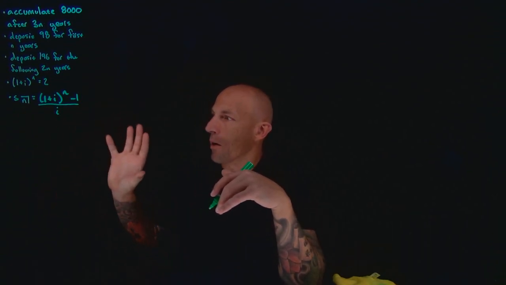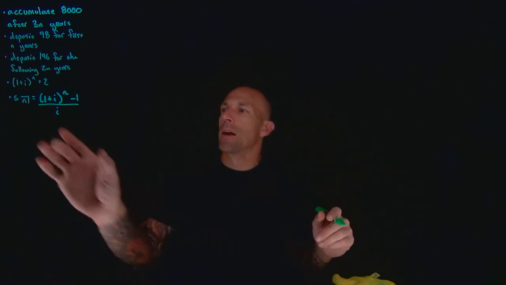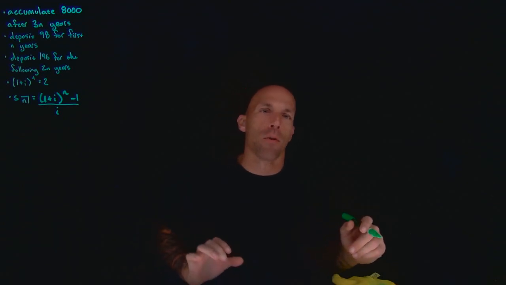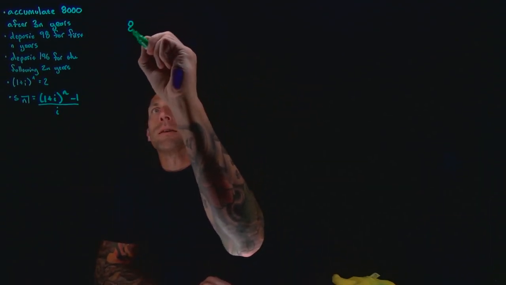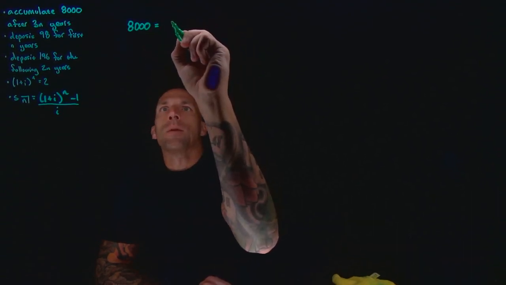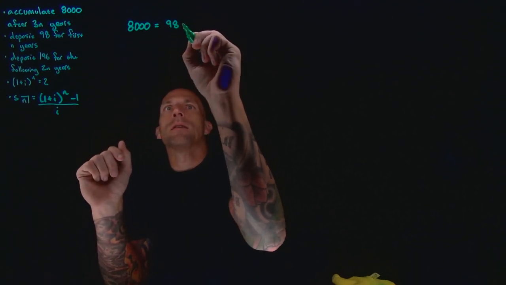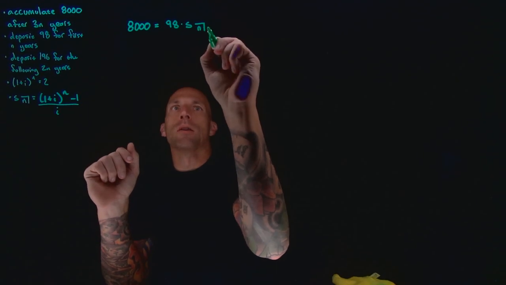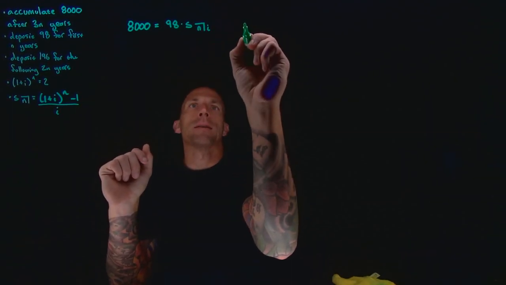And note that our deposits and our accumulation value take place at the end of the year, so we're using the immediate version of the formula. So let's write out an equation. We are trying to accumulate 8,000, and we're going to do that by depositing 98 for the first n years at some unknown interest rate I, and I'm going to leave an empty spot right here.